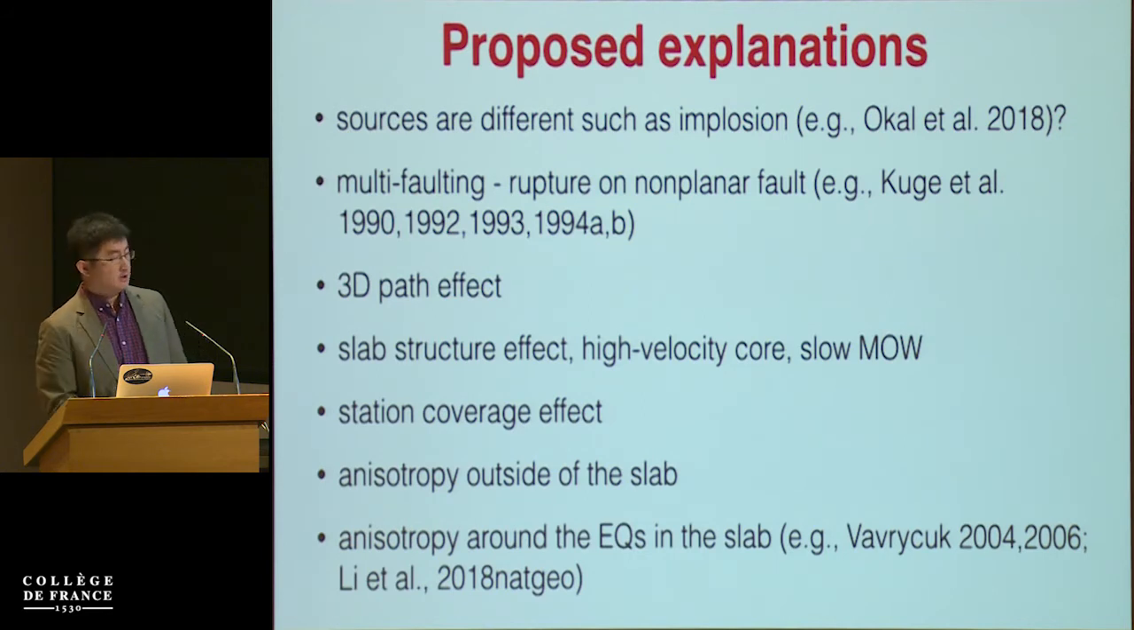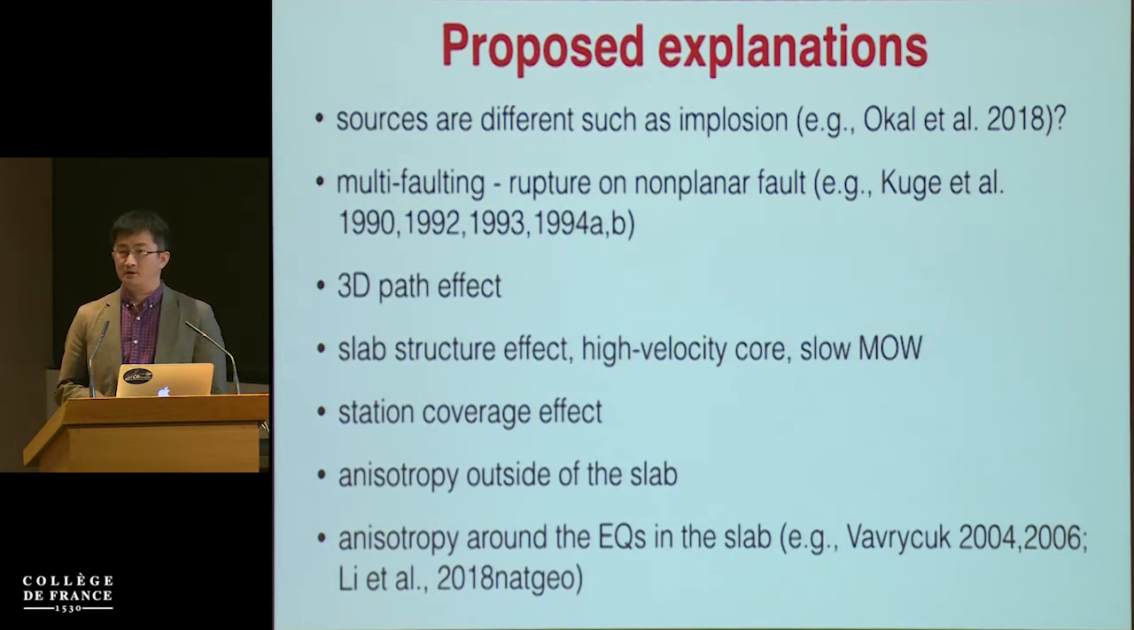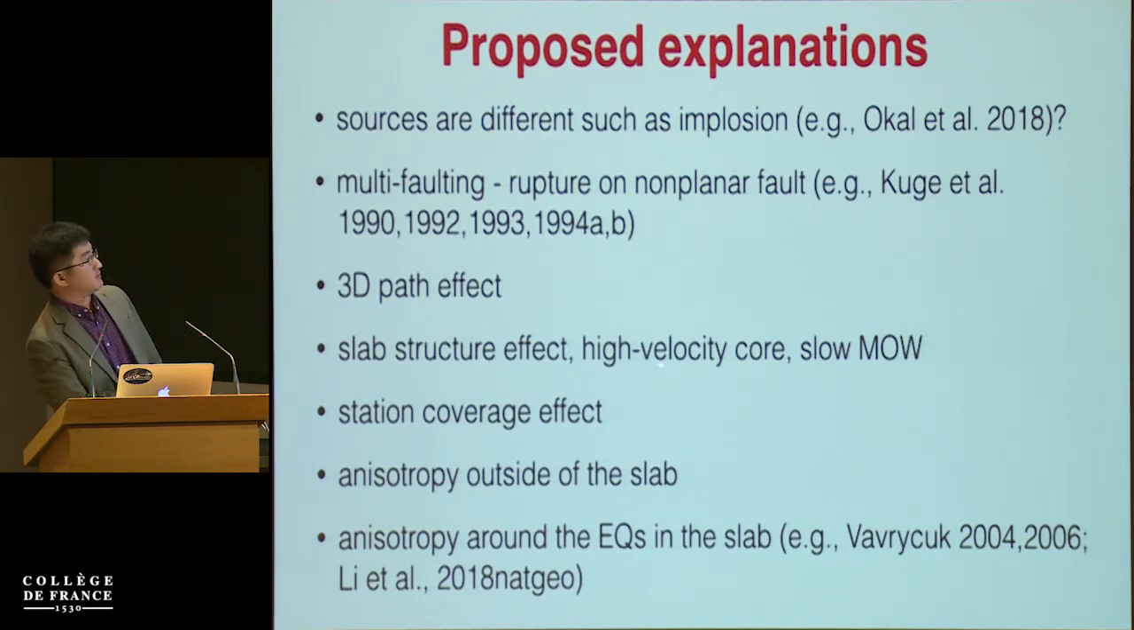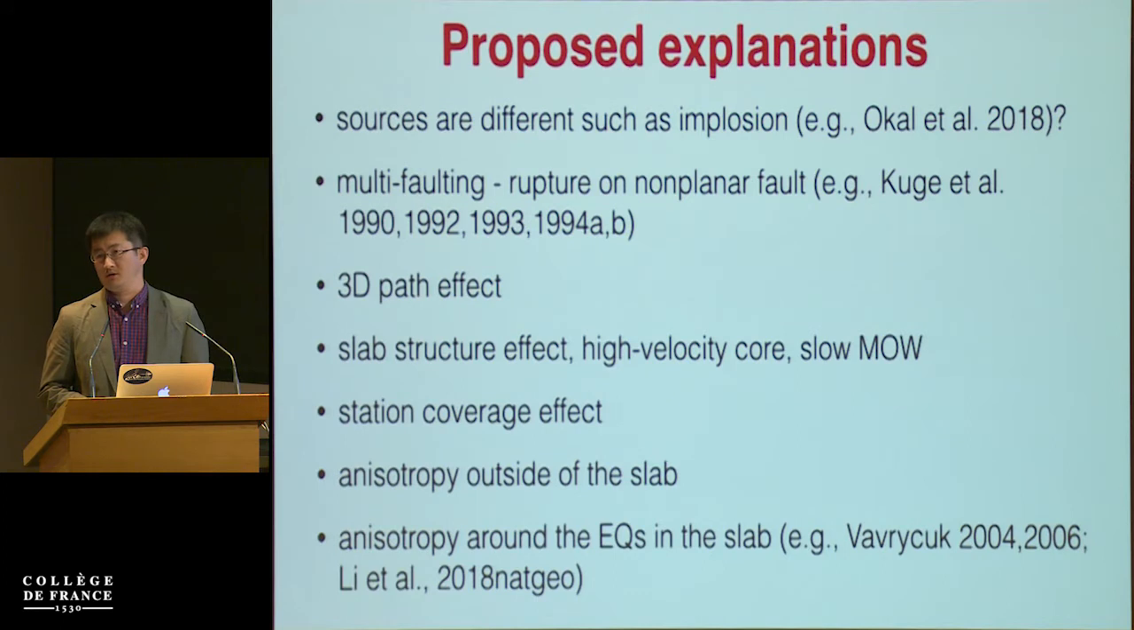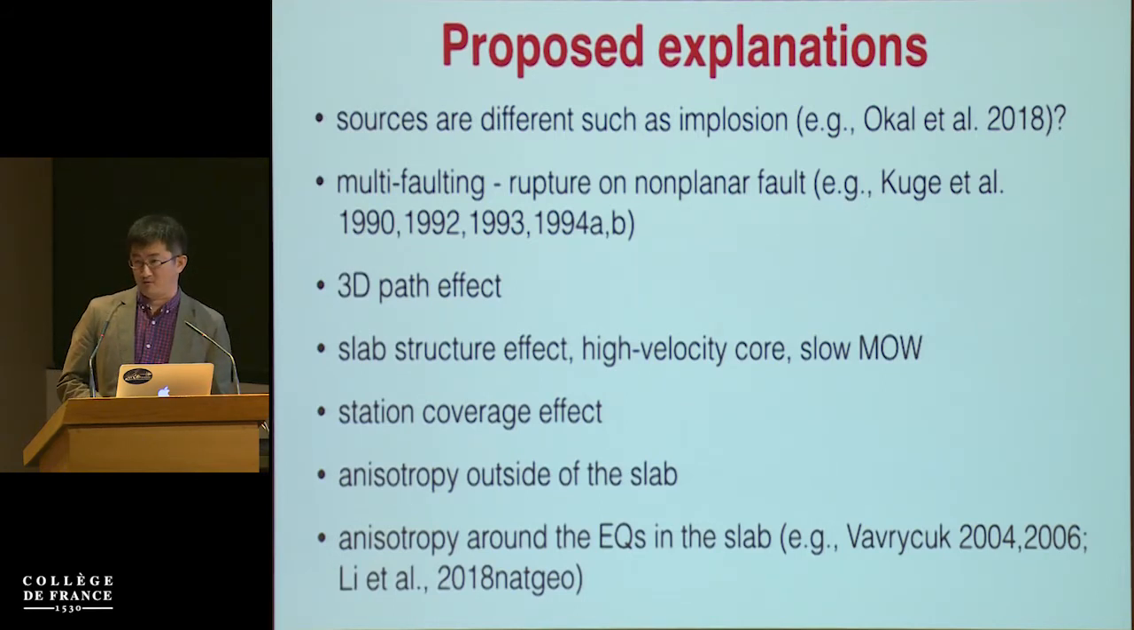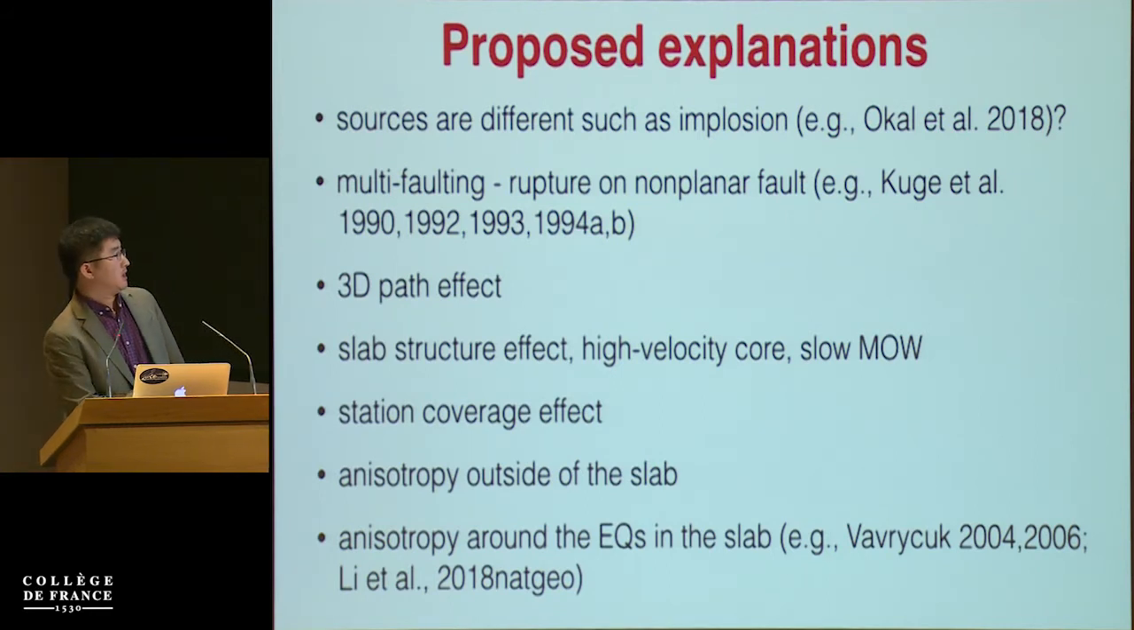Another idea is 3D path effects. Virtually anything can influence the wave field, so it is a possible candidate to generate non-double couple components. Then there are slab structure effects, because inside the slab you have a high velocity core, and maybe you have a metastable olivine wedge. Also station coverage, because we have limited coverage of stations on the Earth, so maybe there's a bias in our inversion, or in the Harvard CMT inversion. And also anisotropy outside of the slab, as we just heard in the talk, maybe that can affect the wave propagation, so that is also a candidate.